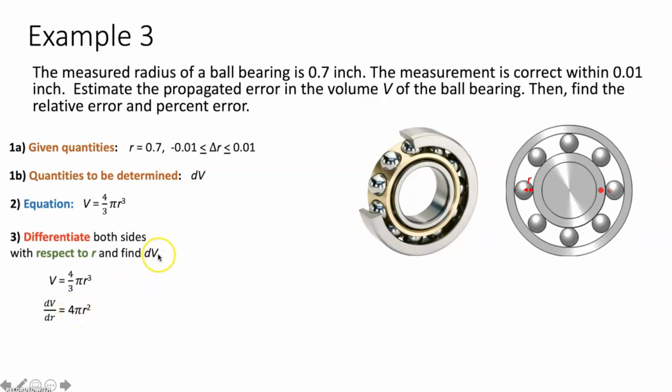Now again, I just want dV. So I multiply both sides of the equation by dr, and now I have an equation that is solved for dV. How do I get dV? I now need to move on to step 4, which is to substitute my known quantities, my known values.